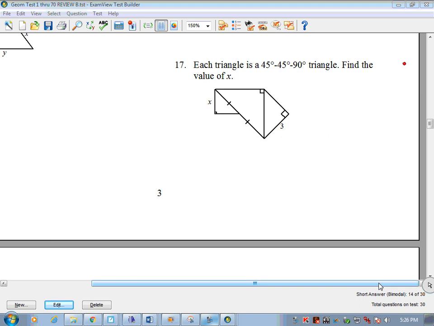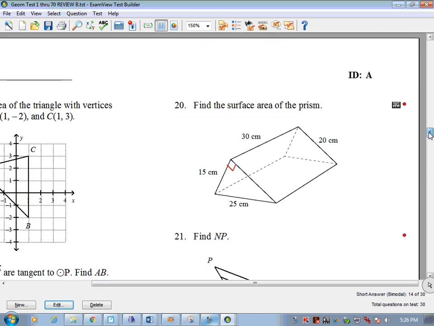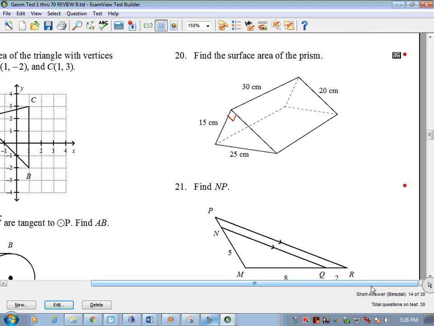Okay, all the lesson numbers are down at the bottom of the page with the answer key, and you should find the correct answers to go with all of this.